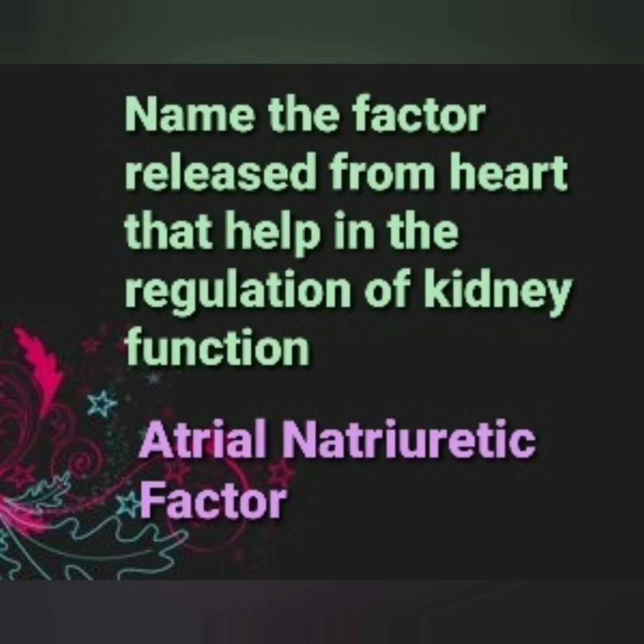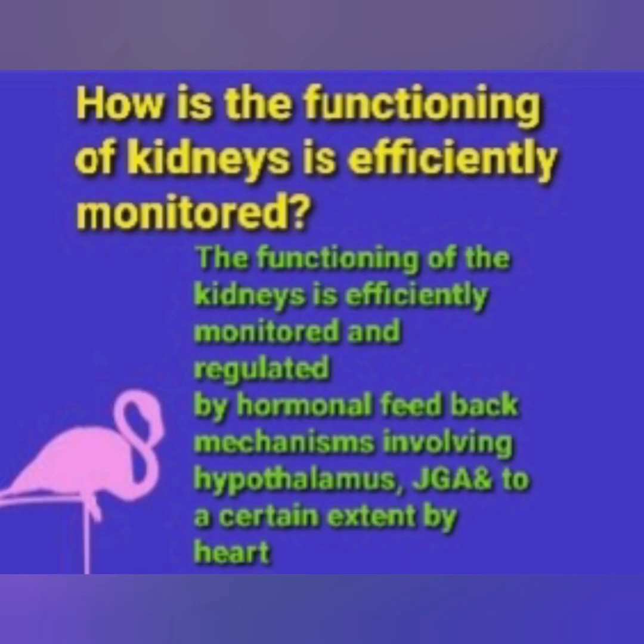Name the factor released from heart that help in the regulation of kidney function. The answer is atrial natriuretic factor. Now how is the functioning of kidneys efficiently monitored? The functioning of the kidneys is efficiently monitored and regulated by hormonal feedback mechanisms involving hypothalamus, JGA, to a certain extent heart also.